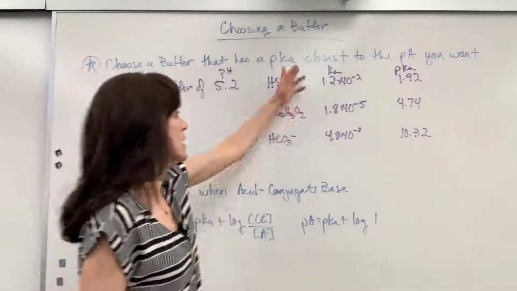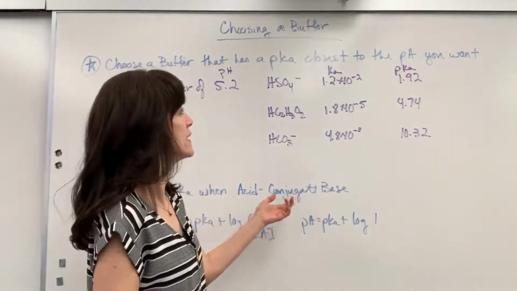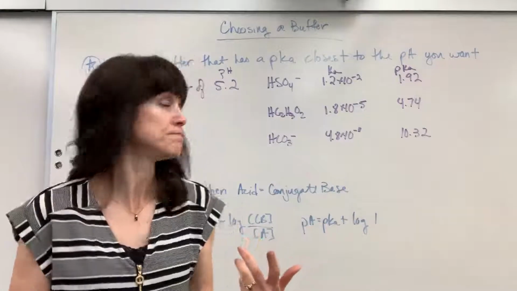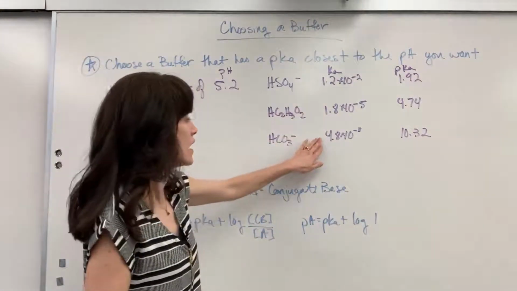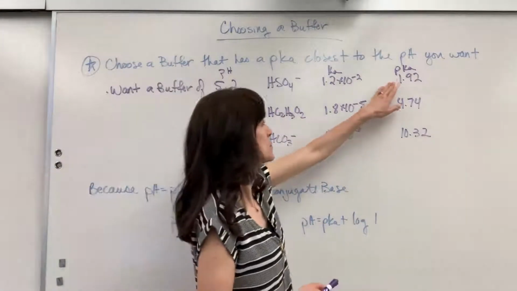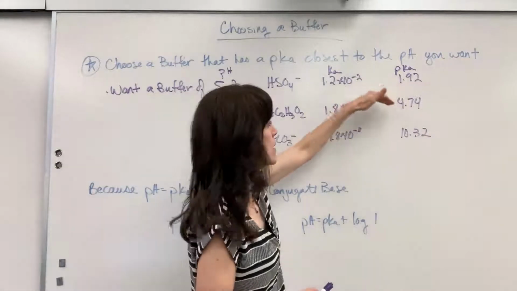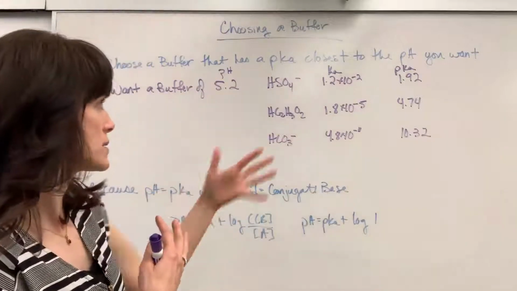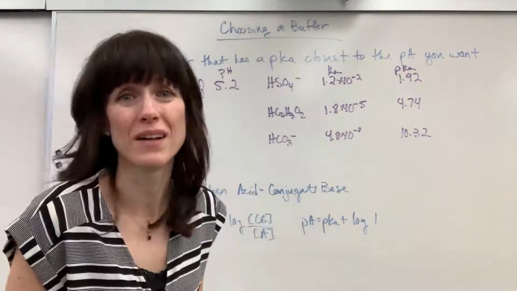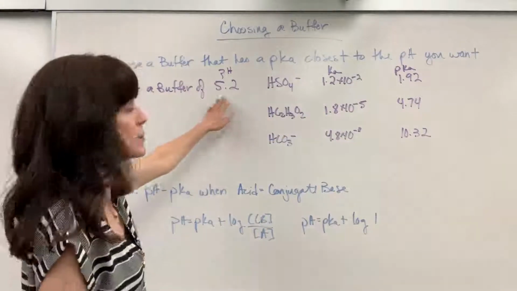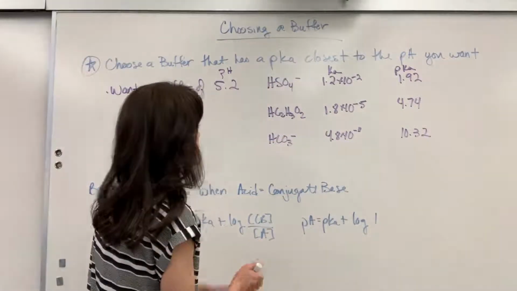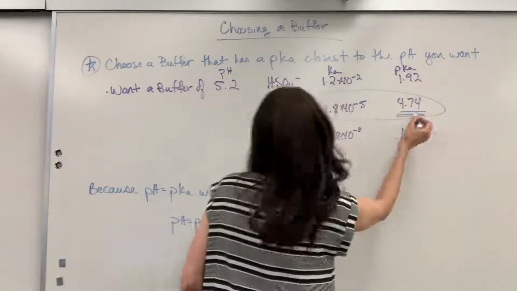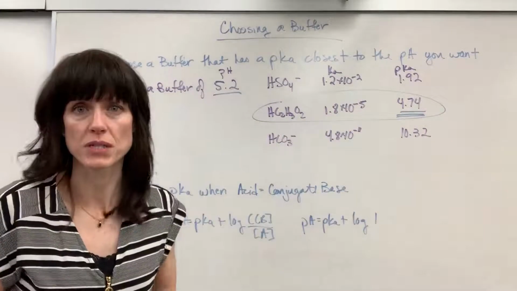Okay, so look up the Ka's for all of these, and then remember, if you do the negative log of Ka, that gives you pKa. So I just did the negative log of these three values, and that gives us pKa's of 1.92, 4.74, and 10.32. So as I look at my supplies and the pKa's, I just pick the one that has the pKa closest to my pH. So it would be this one right here. I would choose the acetic acid because 4.7 is closest to that 5.2.